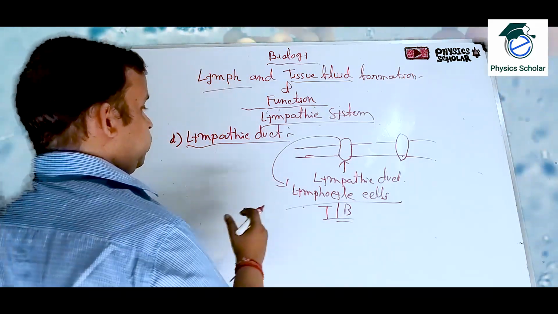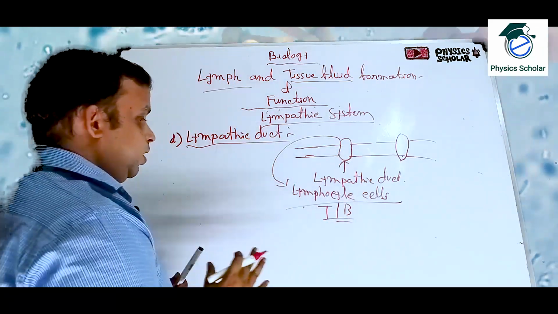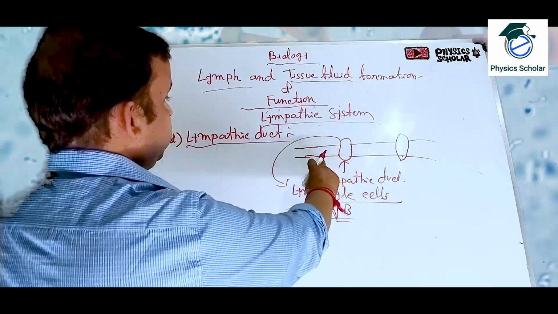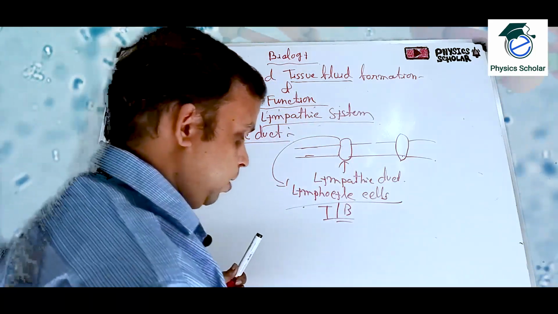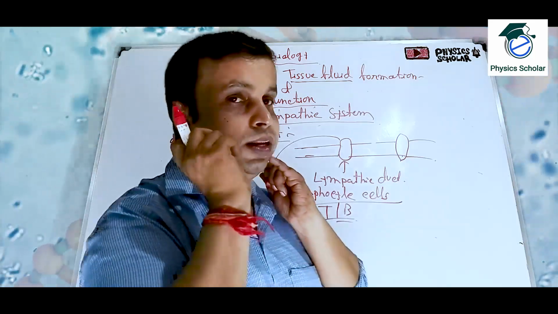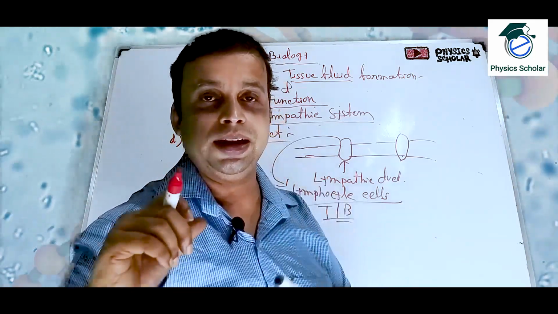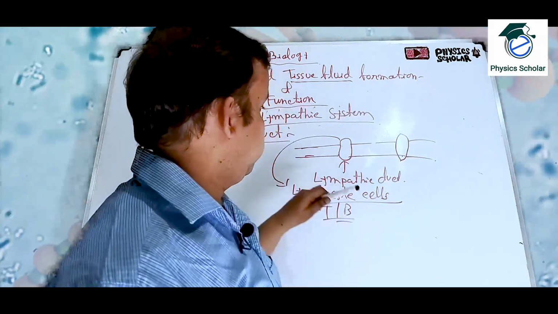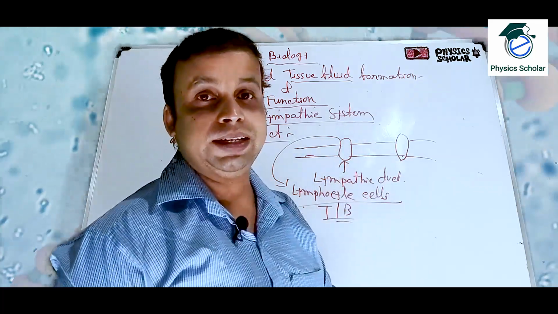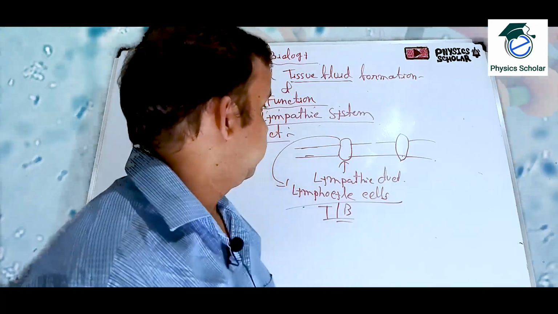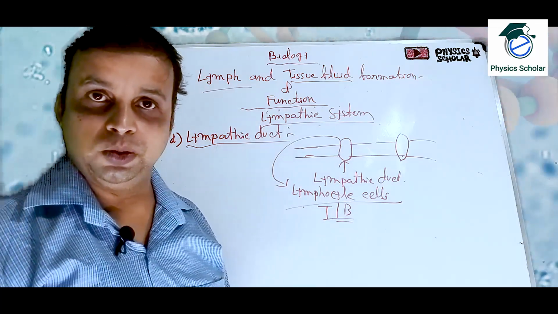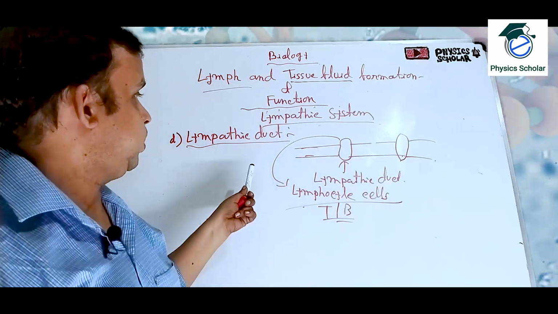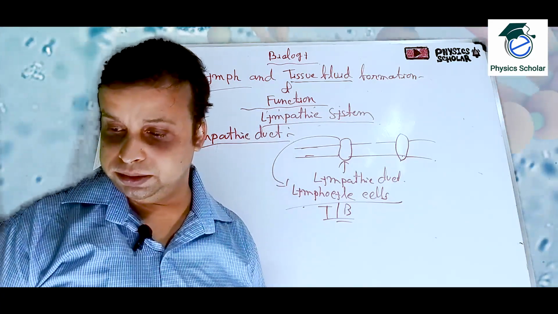So this is where the lymphatic duct is situated, along the length of the lymph vessels. That means in between the two sides of our throat, and in the armpit. So this type of lymphatic duct is situated there, clear? So students, hope up to this you have understood, clear? Now let us move to the next topic.